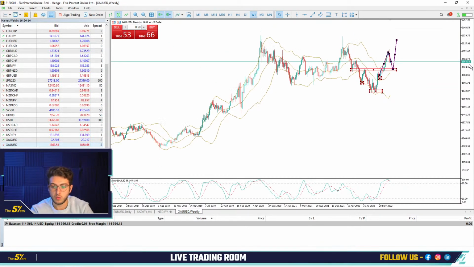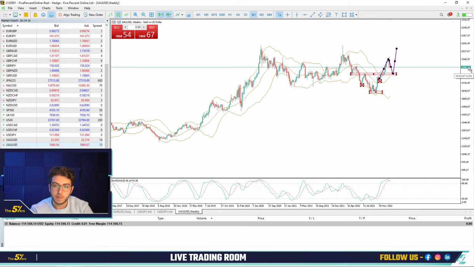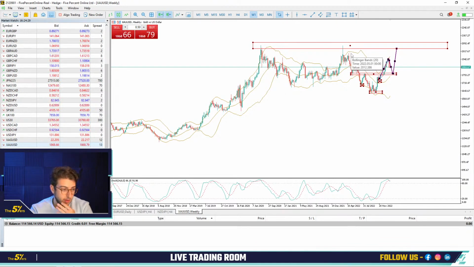I'm expecting in 2023, 2024 maximum, a higher high in gold than what we actually saw in 2016, around 2000 breakout.